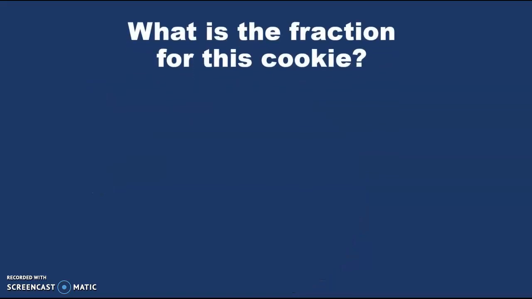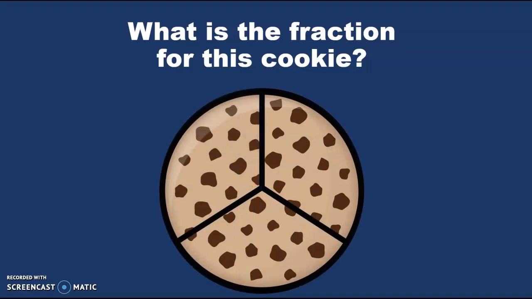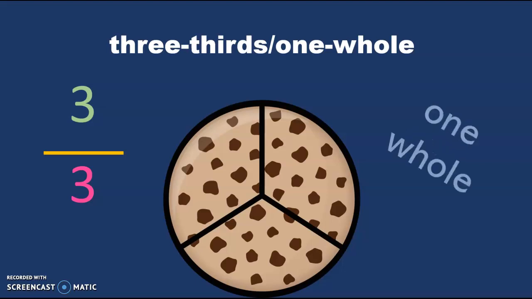What is the fraction for this cookie? There are 3 equal pieces, and all 3 of them are there. So we would say 3/3 or 1 whole.